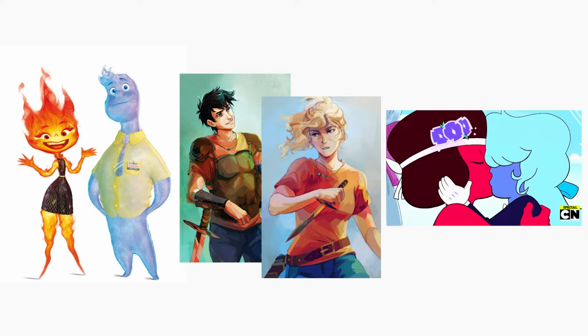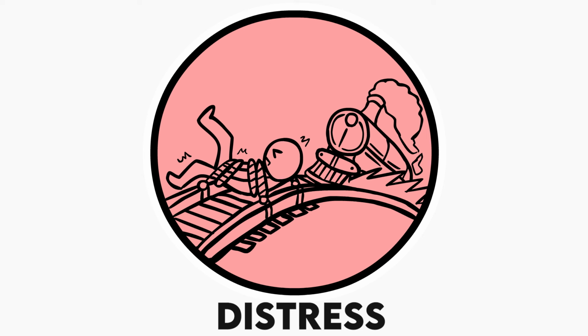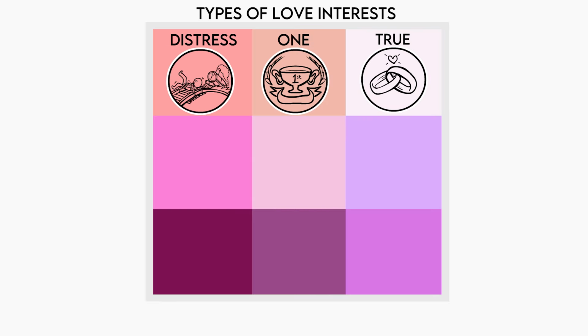To the left, we have the Distress. Named after the damsel in distress, this type doesn't always have to be a woman, though that's what we most commonly see. This love interest is in a state of perpetual peril. When we see them leave the screen, we can only imagine the events taking place that will inevitably set them back up to get captured again.